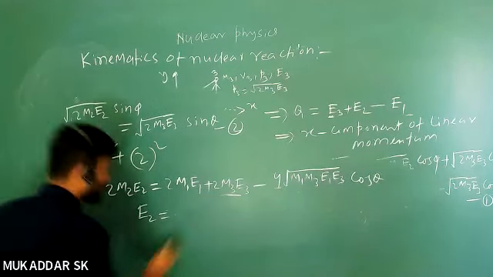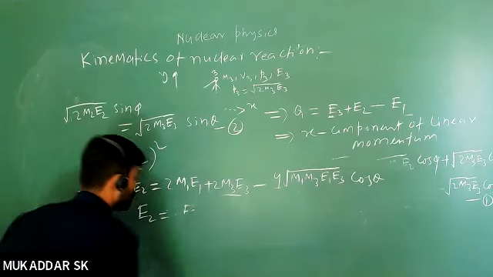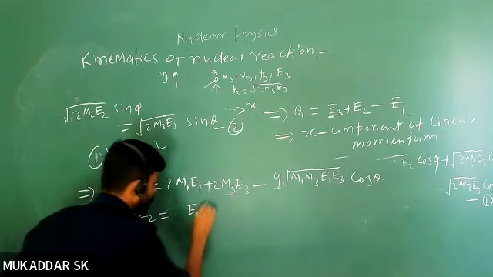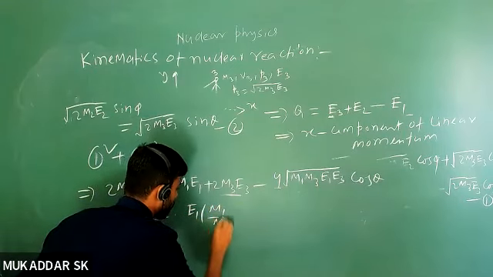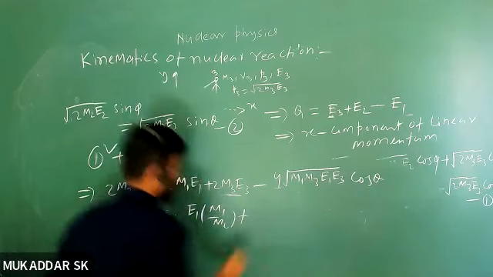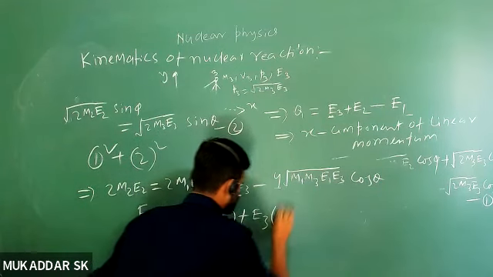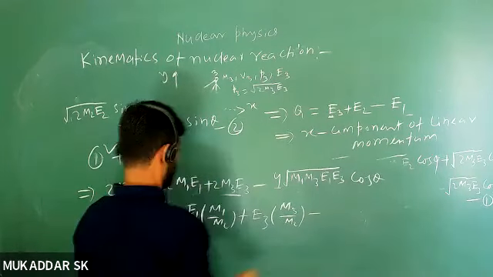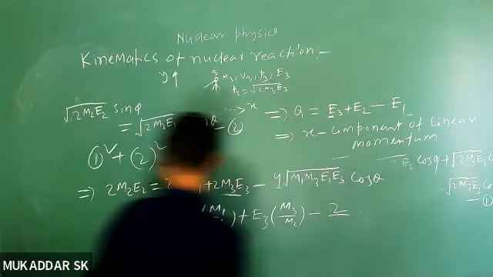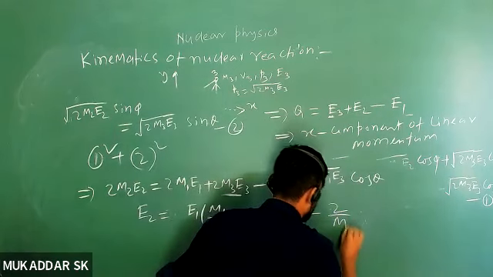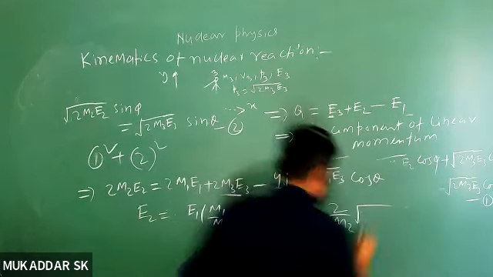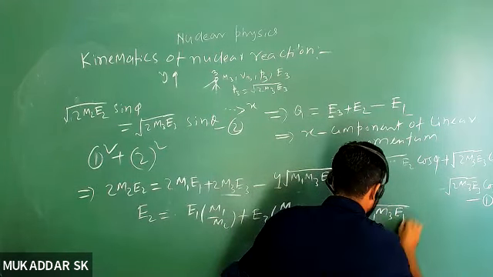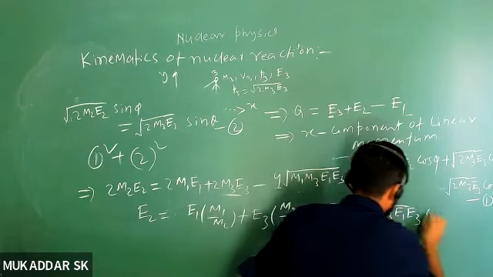So E2 will be simply E1 M1 by M2, then you have E3 M3 by M2, then you have twice 2 by M2 root of M1 M3 E1 E3 into cos theta.